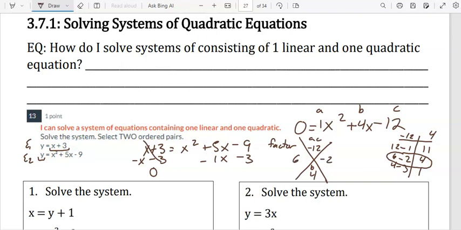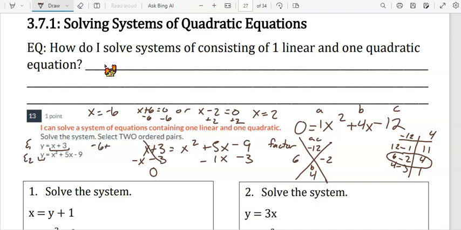So from here we have x plus 6 equals 0 or x minus 2 equals 0. So we subtract 6, we have x equals negative 6, or add 2, x equals 2. So we have two possible answers here. We're going to plug them both back into equation 1 to find our two answers.